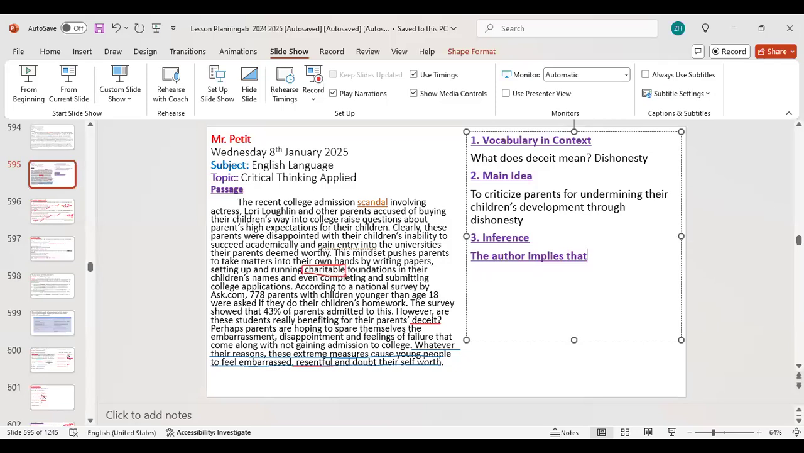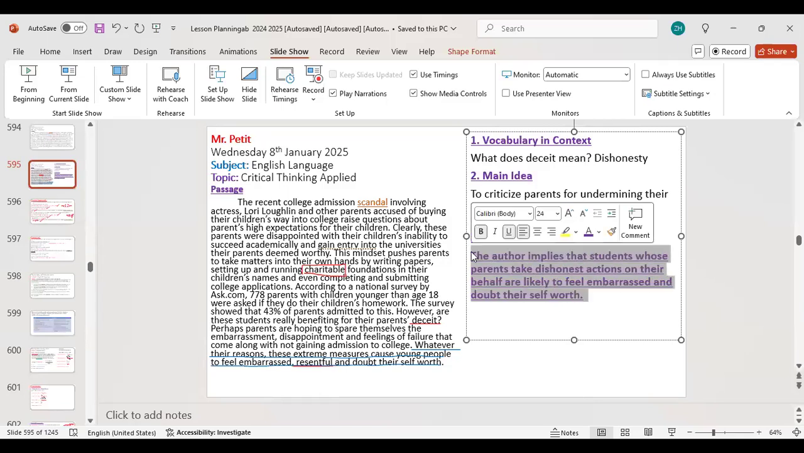I'm very sorry. Okay, y'all gonna be mad, but the author implies that students whose parents take dishonest actions on their behalf are likely to feel embarrassed and doubt their self-worth.